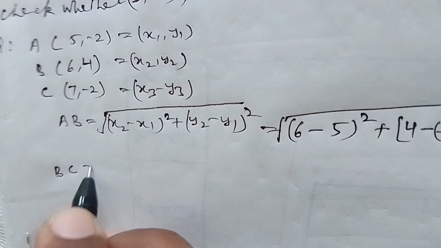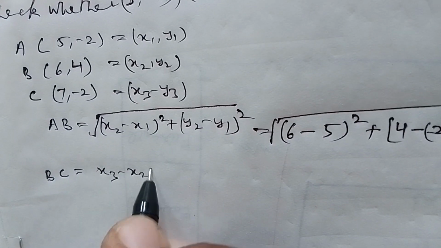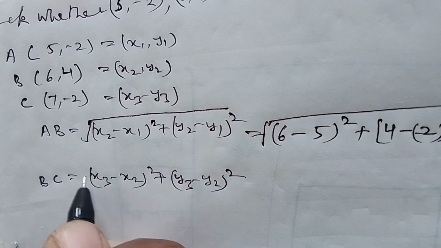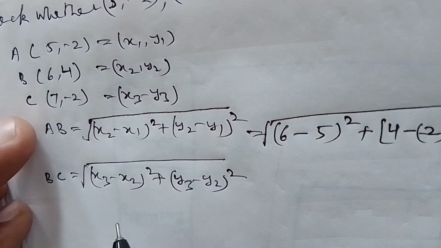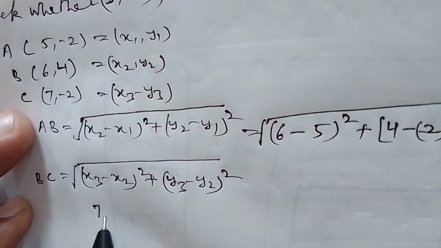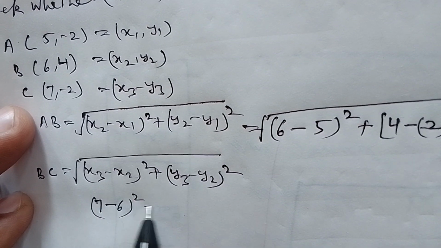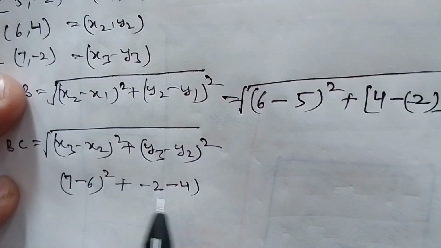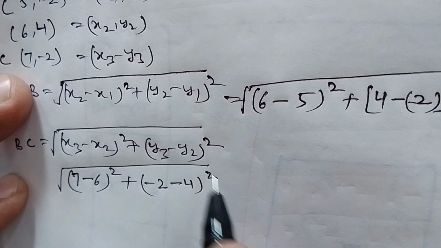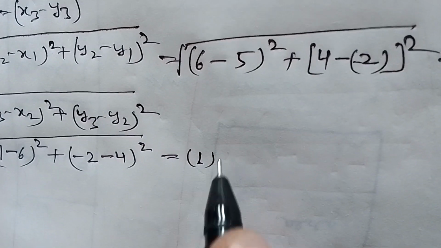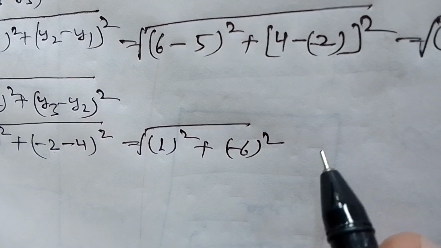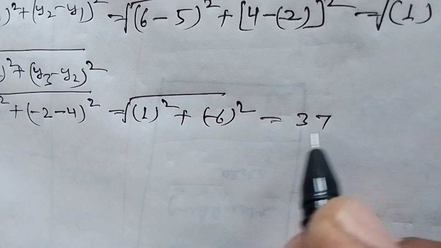Now the distance between points B and C, that is the square root of (x3 minus x2) squared plus (y3 minus y2) squared. By putting the values, x3 is 7, x2 is 6, plus y3 is -2 minus y2, 4. So this will come out to be 1 squared plus (-6) squared, which again comes out to be root 37.